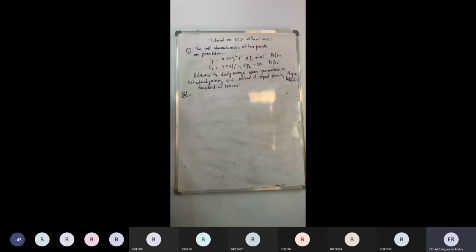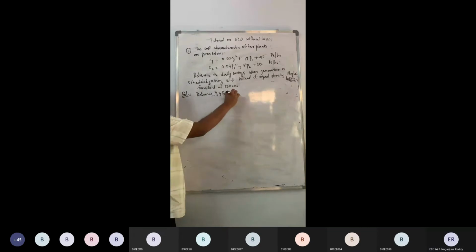First of all, let's go with ELD. ELD without losses. First of all, determining what is the generation with ELD without losses. Our problem is determining P1 and P2 using ELD, for economic load.